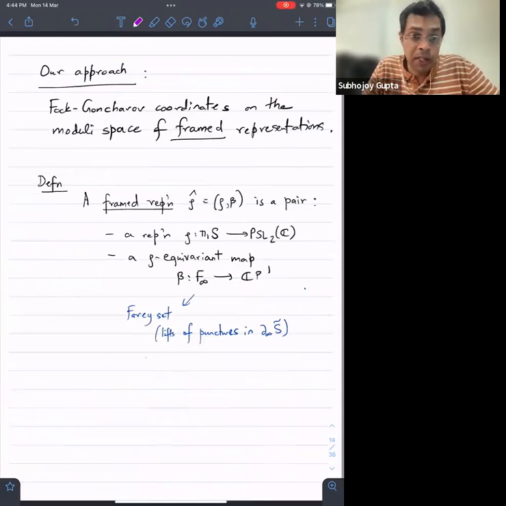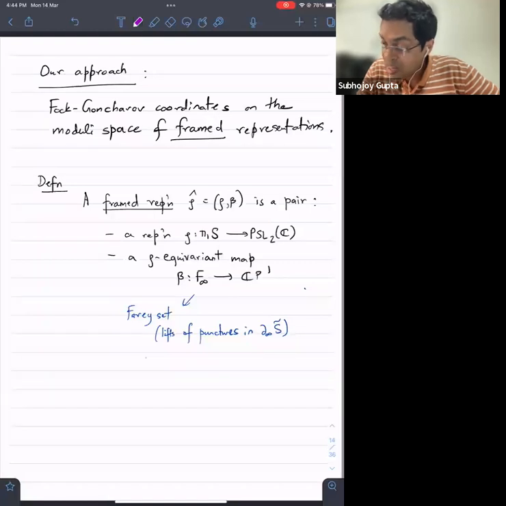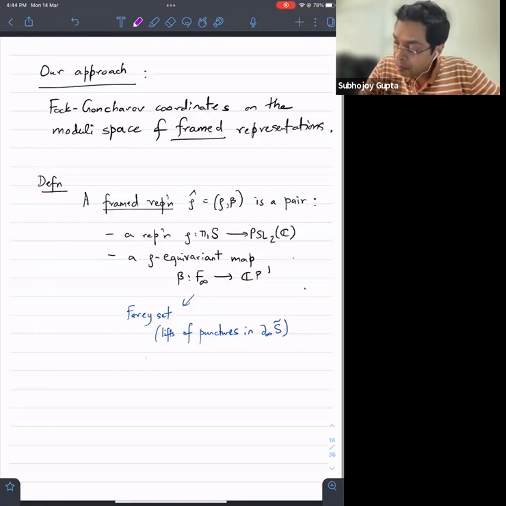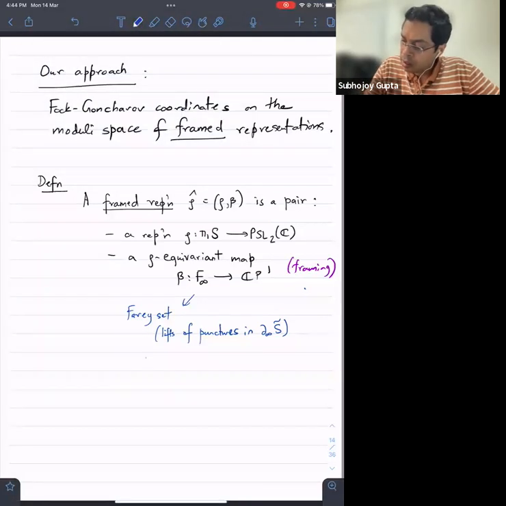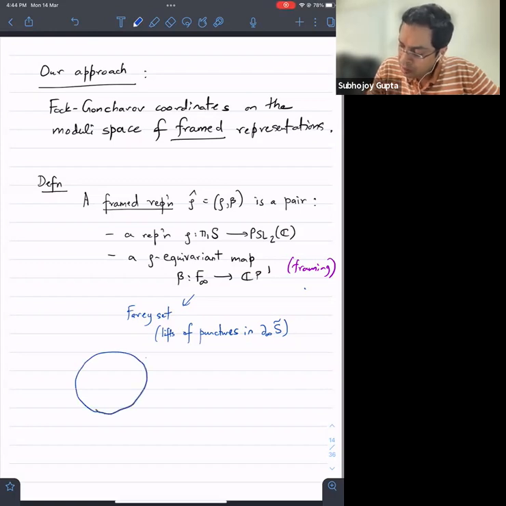Our approach is using Fock-Goncharov coordinates in the moduli space of framed representations. A framed representation is a pair: not just a representation of the surface group into PSL2C, now, when S is a punctured surface, a representation of the punctured surface group into PSL2C, but also a rho-equivariant map, which is the framing, from the Farey set to CP1. And what's the Farey set? It's a set of lifts of the punctures in the ideal boundary.